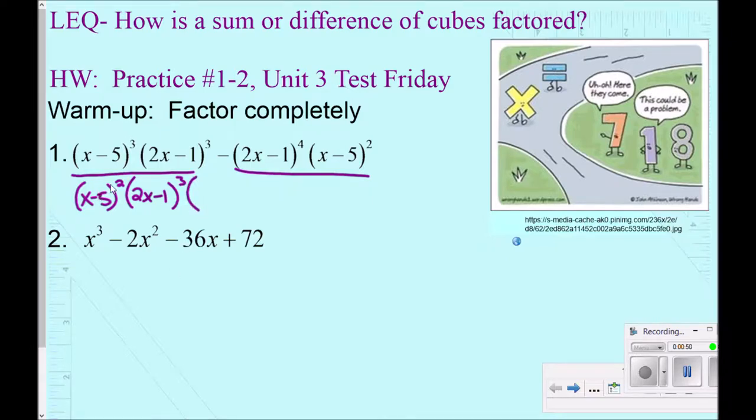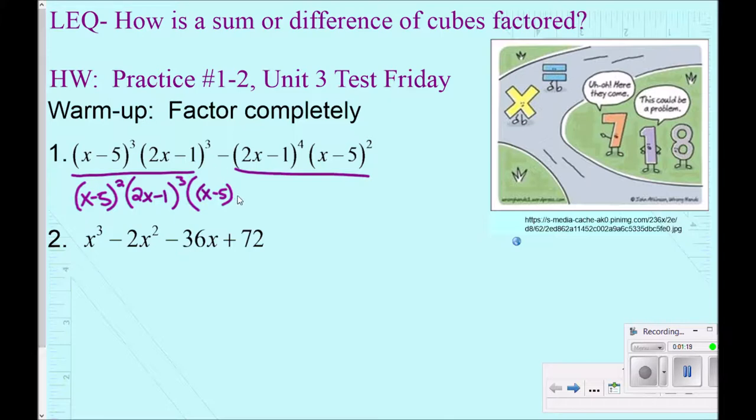After the GCF, we have parentheses. We're going to go one term at a time in order from left to right. So I'm looking here at the first underlined term. I'm looking to see what I have to multiply this GCF by to get that underlined term. The x minus 5 is squared. I need cubed, which means I need an additional x minus 5. The 2x minus 1 is cubed, and that's all I need. So I don't need any more 2x minus 1.